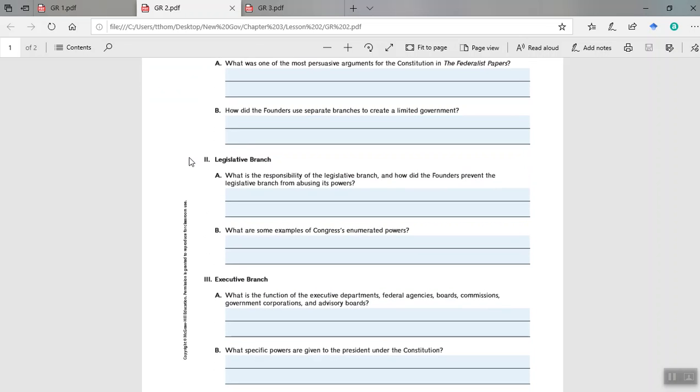B right here, how did the founders use separate branches to create limited government? They assigned each branch different powers and gave each branch ways to check the powers of the other branches.